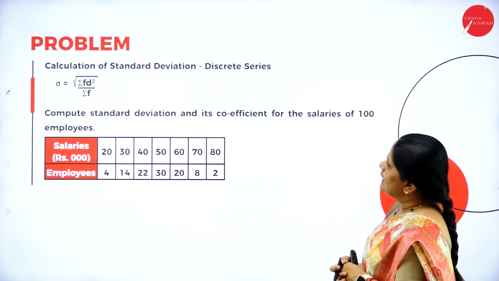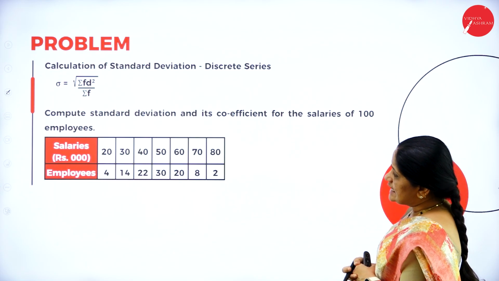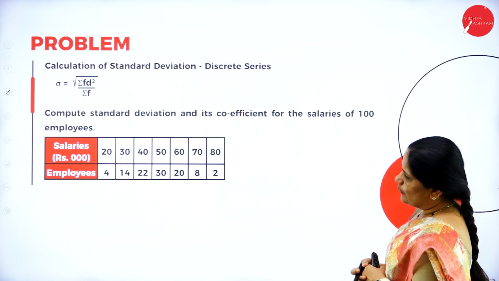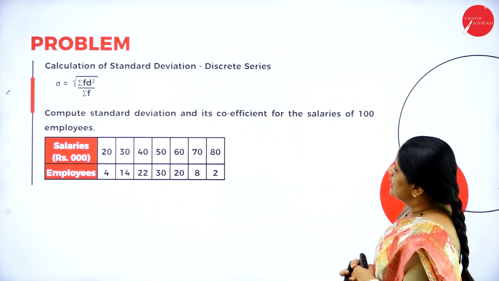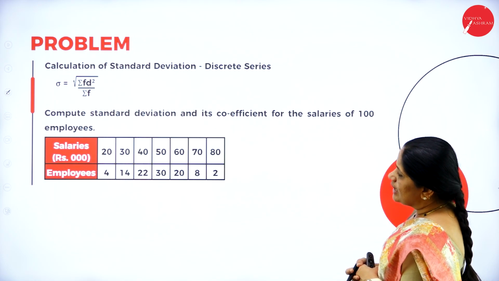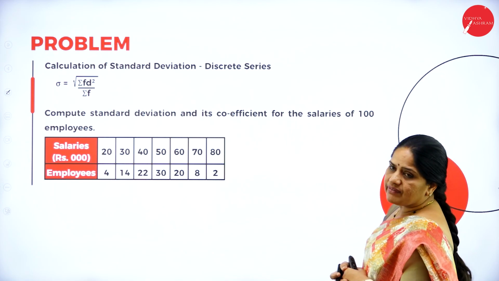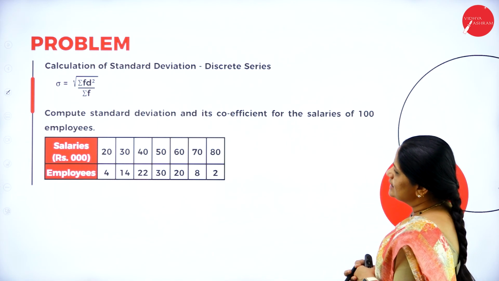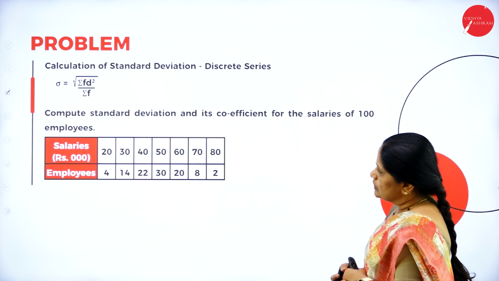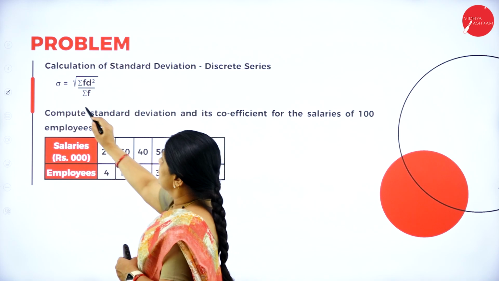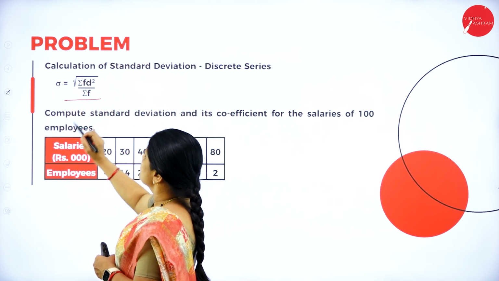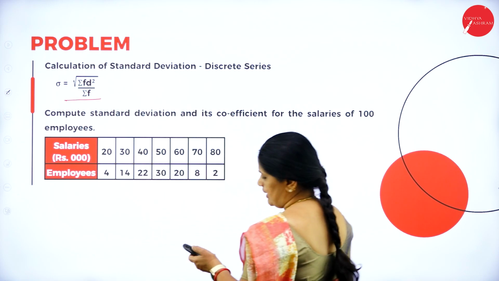Next, we have the calculation of standard deviation for the discrete series. So the discrete series means when the frequencies are given. Compute the standard deviation and its coefficient for the salaries of 100 employees. They have given us the salaries of 100 employees, so we have to calculate the standard deviation. The standard deviation formula is given here: standard deviation equals root of sigma fd square divided by sigma f.